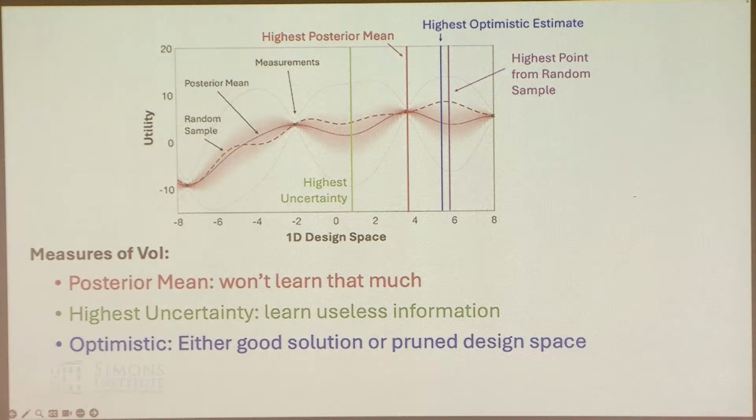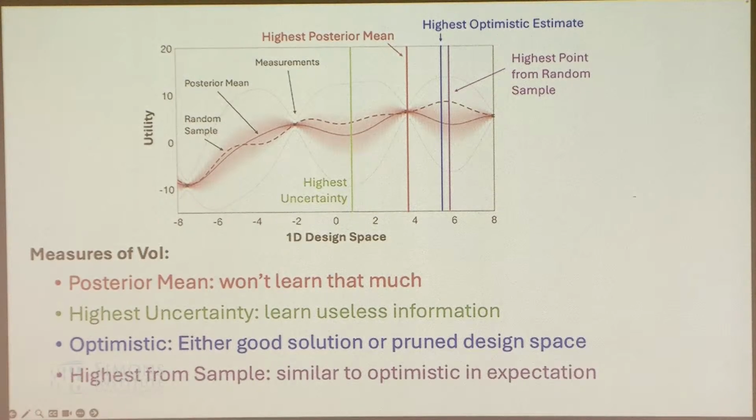So this part is not optimal because I learned a lot and I collapsed the uncertainty. So optimistic is actually a good solution. Highest from sample is also a good strategy. It turns out to be very similar in behavior to the optimistic one in expectation. It's just a randomized algorithm. So both of those two, bottom two, actually can be quite useful.